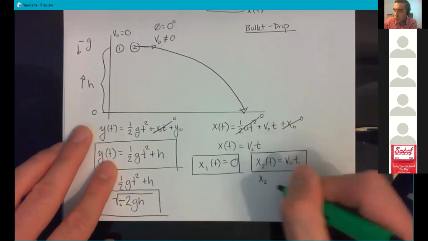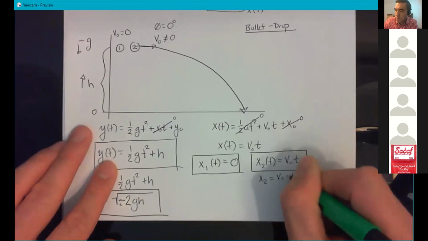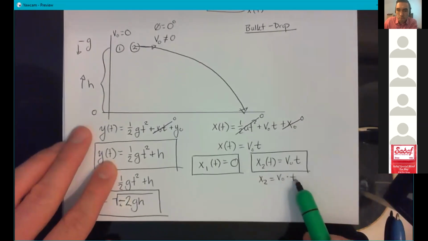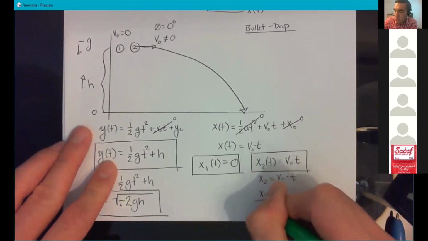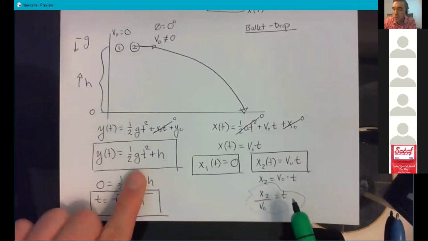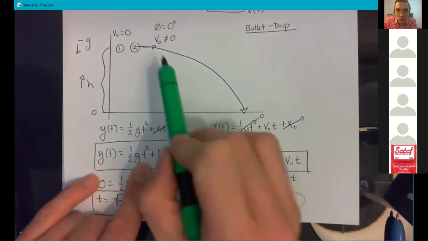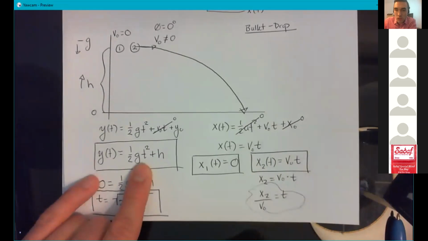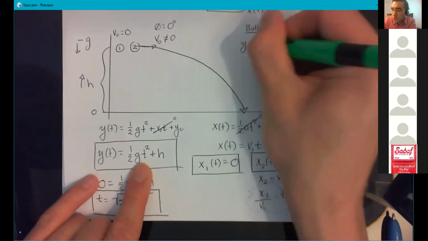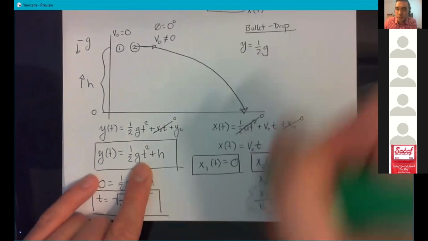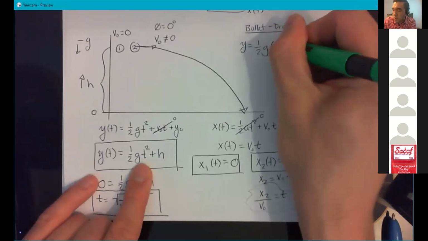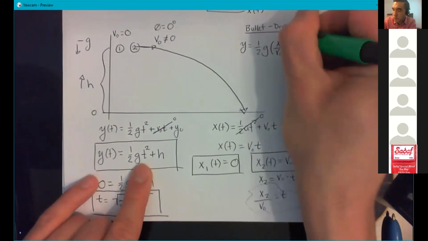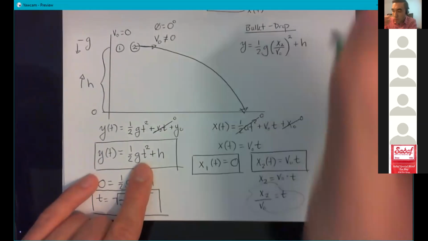So I have x is equal to v sub o multiplied by time. How do I get time alone? Divide by v sub o. So this will be x divided by v sub o is equal to time. Now, if I take my new definition of time and plug it in here, this will tell me what the equation is for the trajectory. So y is going to be equal to 1/2 g t squared, but we just redefined t. So this will be g times x divided by the initial velocity, squared, plus h.